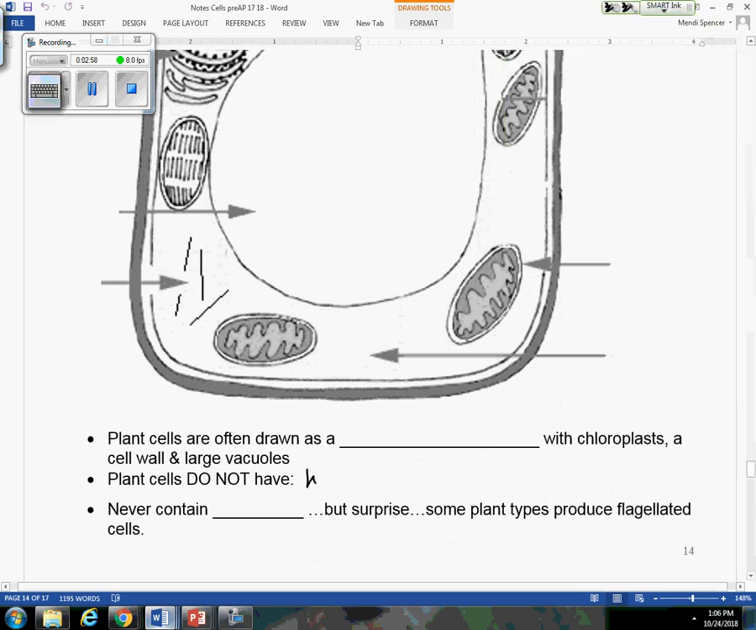Now moving down here, let's talk about some features that are lacking in plant cells. Plant cells do not have lysosomes. If they need to digest something or destroy it, they can put it in the vacuole. There's digestive enzymes in there. And they also lack centrioles, so they can divide without the help of centrioles.